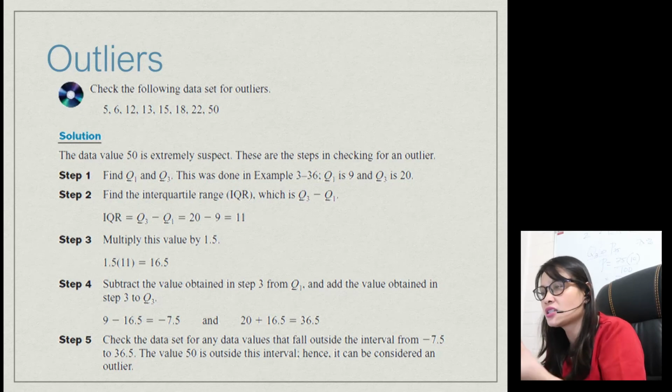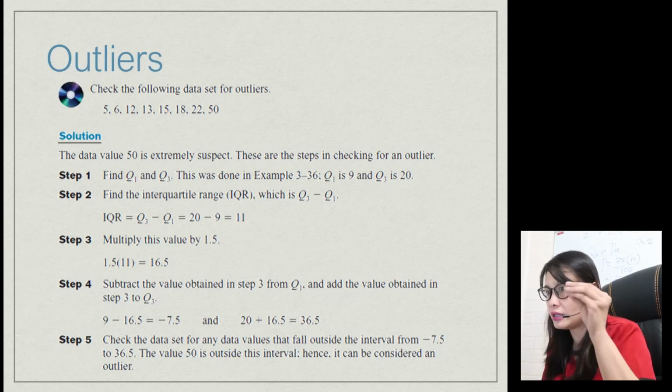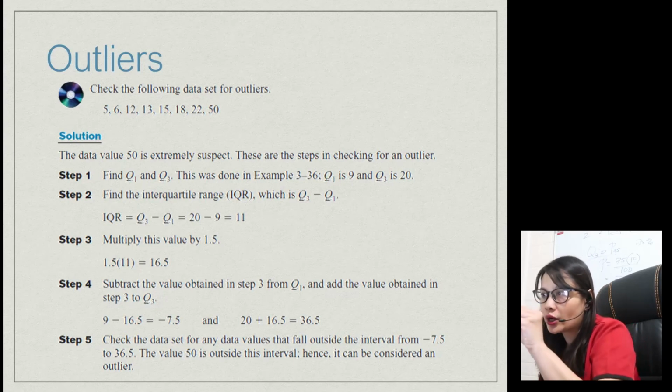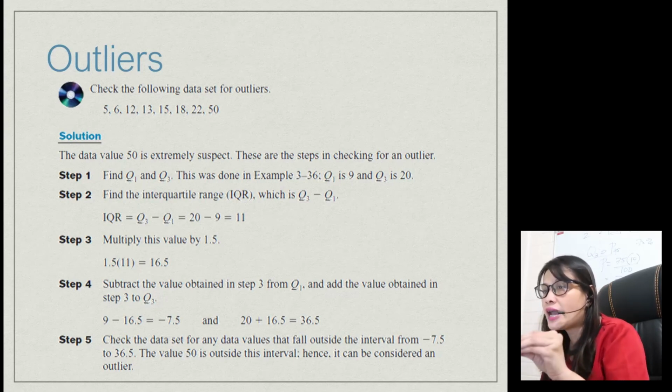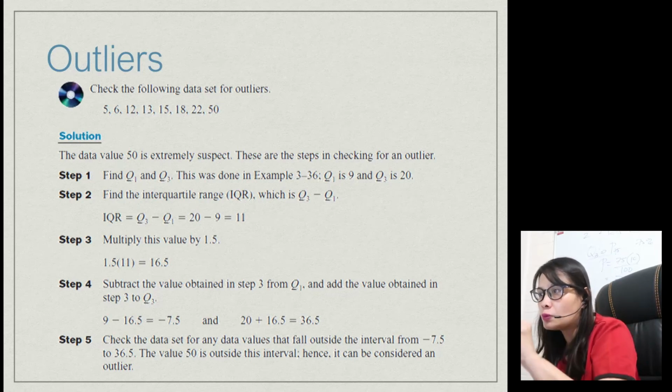Okay, get the average of the 6 and 7. So therefore, what is your third quartile? Okay, 20. So that's your first step: find quartile 1 and then quartile 3. Next, step 2. Find the interquartile range. So 20 minus 9, that would be 11.